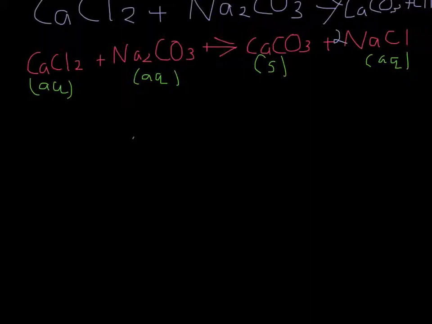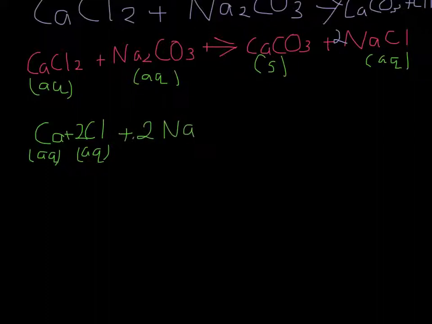So now we can bring it down and write it individually. You write the Ca plus 2Cl, and both of them are aqueous. You're only going to break up the aqueous compounds. You're not going to break up the solid, and if it was a liquid, you're not going to break that up either. So it's going to have 2Na, that's going to be AQ also, plus CO3, AQ. You keep that CO3 together because that's a polyatomic ion.